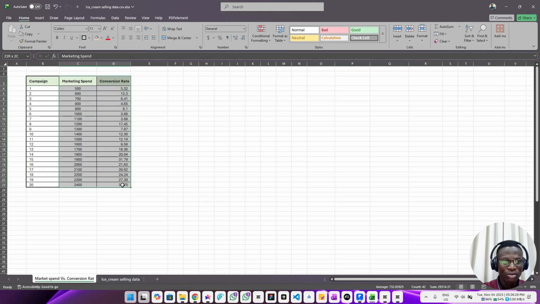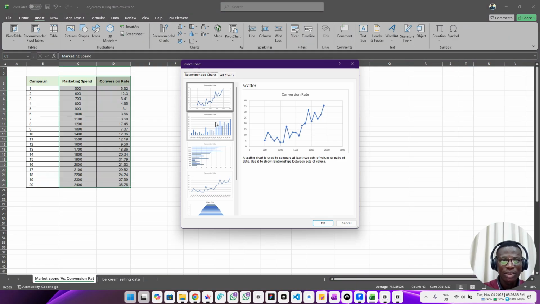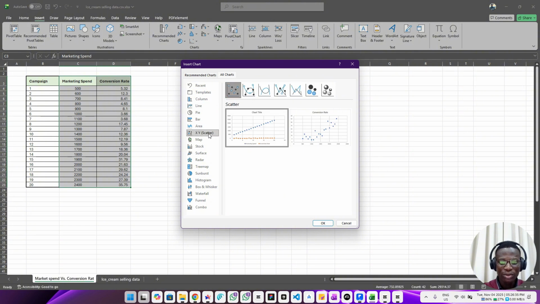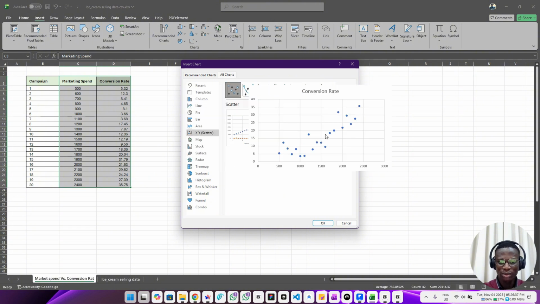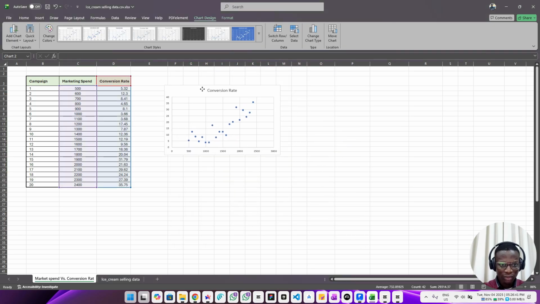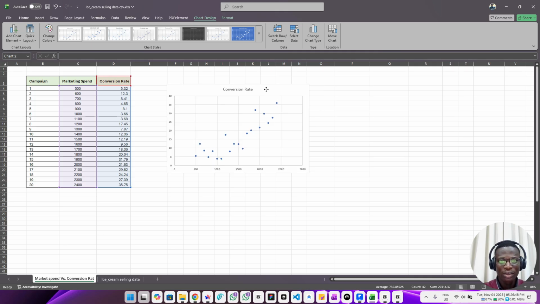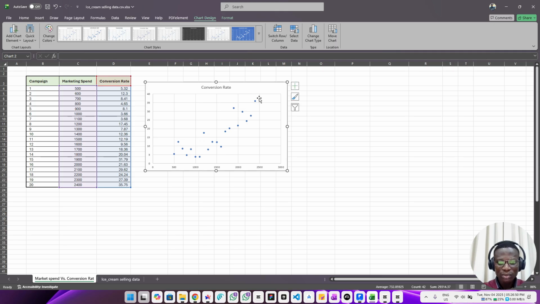Maybe I can draw, insert chart, recommended. We go to our chart, we go to scatter, and we select this one. Okay. So this is our data. We are visualizing the data. So I can add a trend line. So you can see our linear regression. This is our linear regression trend line.